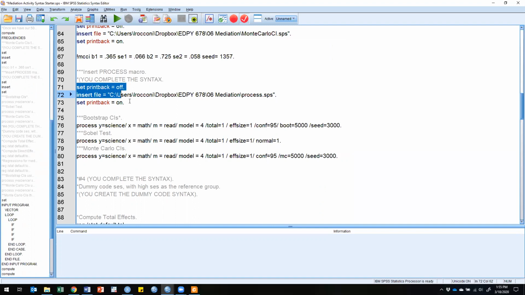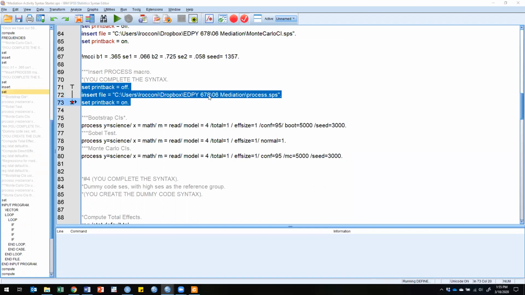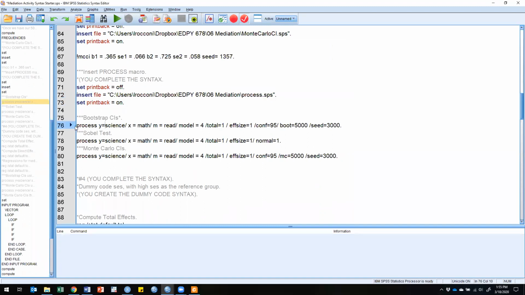So we're going to call the macro using our insert file command. The name of the macro is process. You give the dependent variable: y equals the dependent variable, science. x equals our main independent variable of interest, so this would be our exogenous variable, math. m here is our mediator, which is reading. Model equals 4 refers to that.